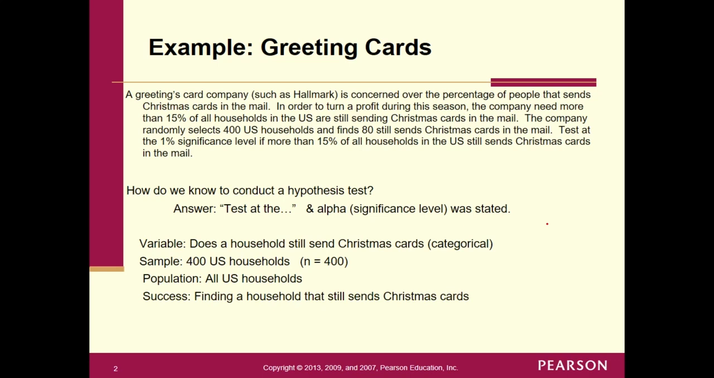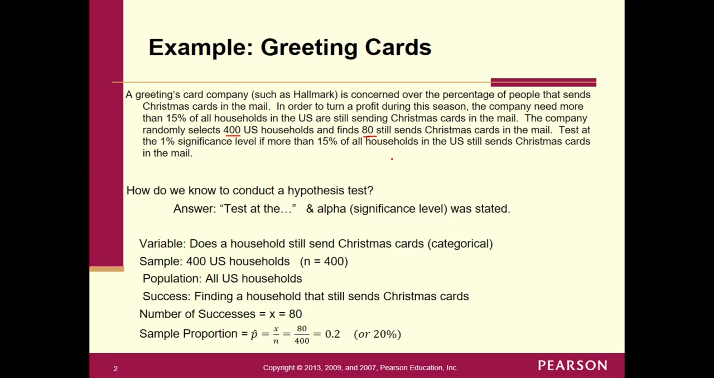What would be a success? Finding a household that still sends Christmas cards in the mail. How many did we have in our sample? There's our sample, and how many successes did we have? We had 80. That's x. That means we can calculate p hat, the sample proportion. 80 over 400 is 0.2 or 20%. So 20% of our sample of U.S. households are still sending Christmas cards in the mail. All right, so there's our background information.